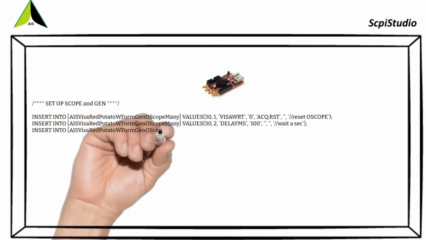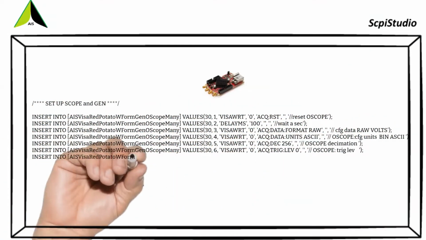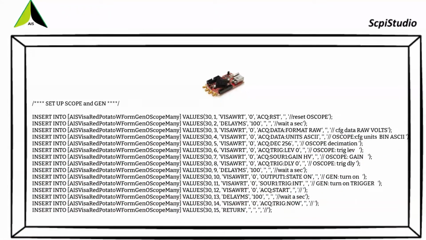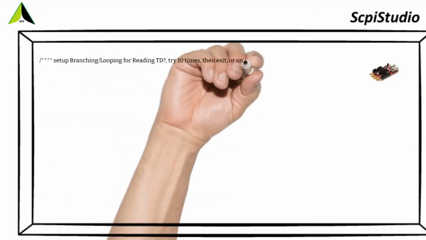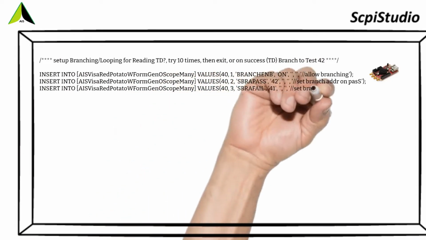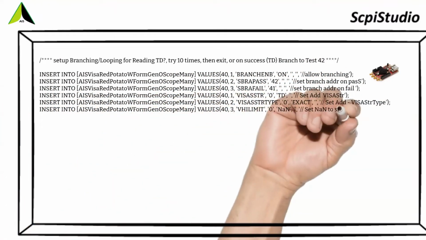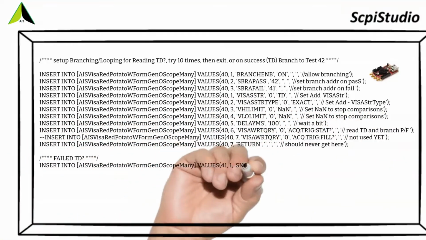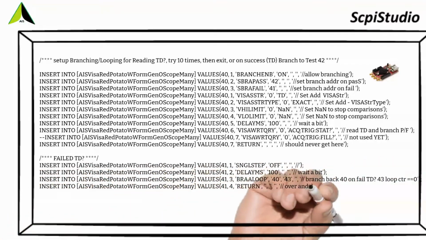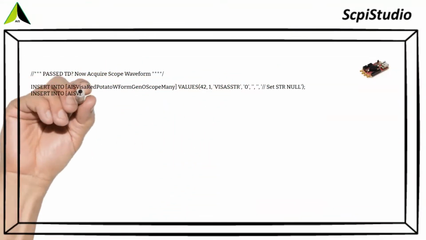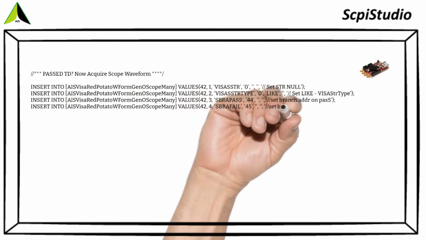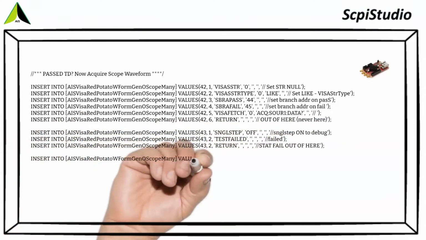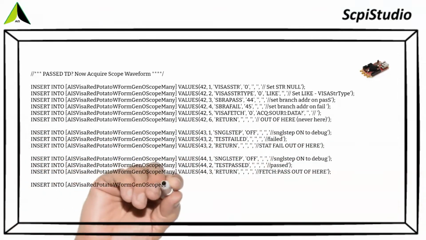The next subroutine sets up the Red Pitaya oscilloscope and waveform generator. The commands are self-explanatory. Subroutine 40 sets up branching and looping for reading TD. It will try to read it correctly 10 times, then exit, or on success branch to test 42. Subroutine 42 will be run if TD passed. It will reconfigure the pass-fail subroutines, and VISA fetch the data from the oscilloscope and process accordingly.